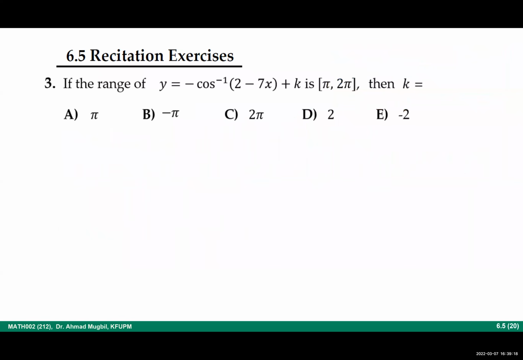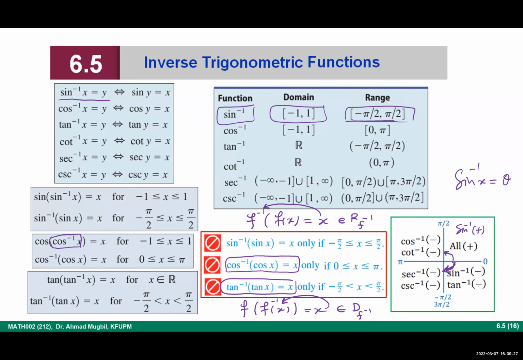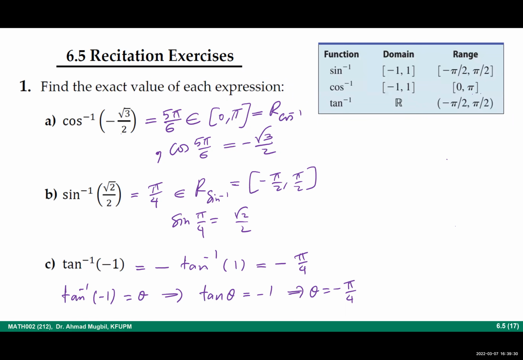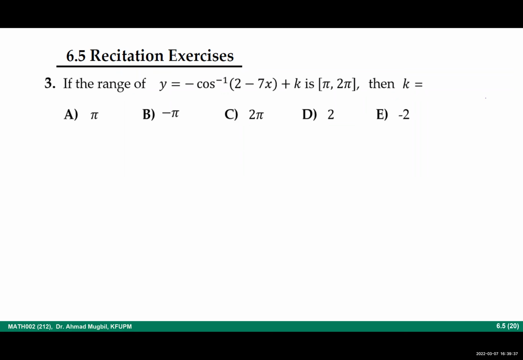Excellent. The third question is about the range. Do you remember what is the range of cosine inverse, or should I remind you about it? Here it is. The range of cosine inverse is the closed interval 0 and pi. Now, we don't have here only cosine inverse. We have cosine inverse of 2 minus 7x, multiplied by negative 1 and added to k. He said that if the range of this function is this closed interval, then what is k?